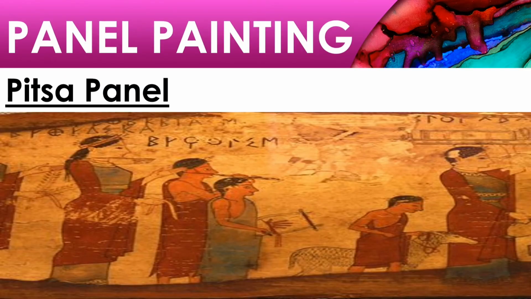Panel painting was also common during the Greek era. This painting is on flat panels of wood. Most of the panel paintings do not exist anymore. The Pitsa panel is the oldest surviving Greek panel painting.